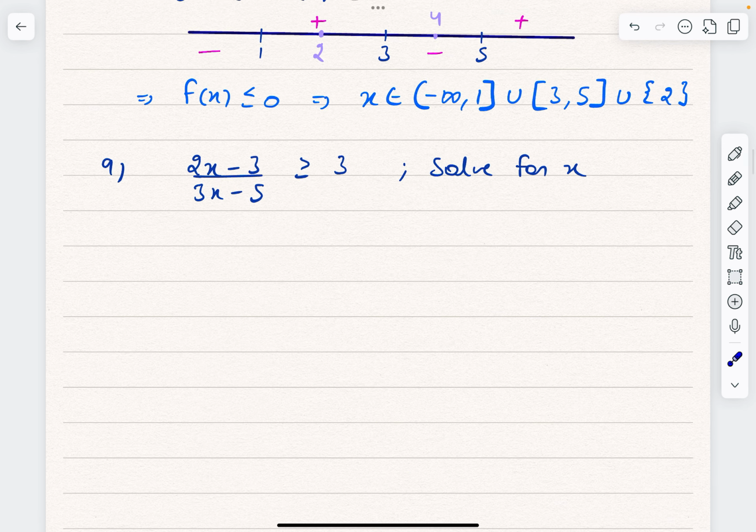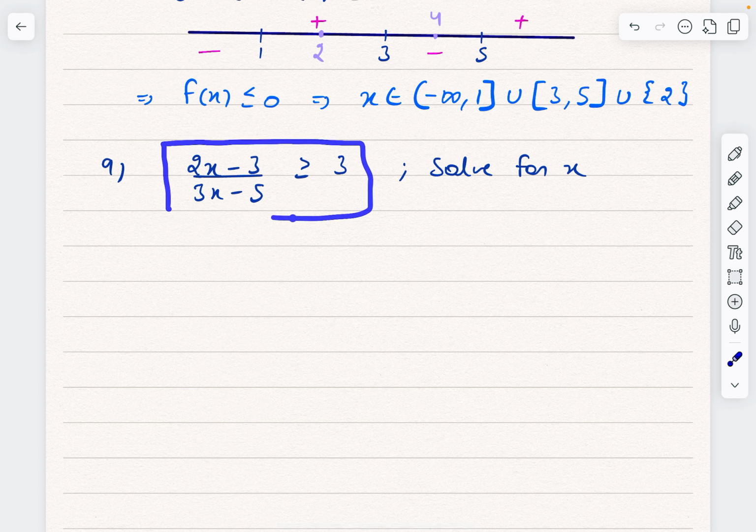Okay, now some random problems are there. (2x minus 3) over (3x minus 5) greater than or equal to 3. Solve for x. You can give it a try, then we'll start discussion. Let us start discussion now.